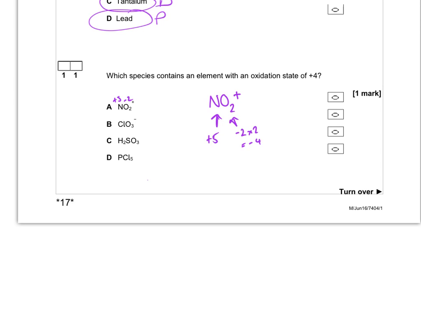If we do the same for all of the others, we find this chlorine is +5, the oxygen is still -2, the hydrogen is +1, the sulfur is +4, and the oxygen is -2, and for the phosphorus that's +5, and the chloride is -1. So the one that contains +4 is the sulfur in this particular substance, so C is the correct answer.